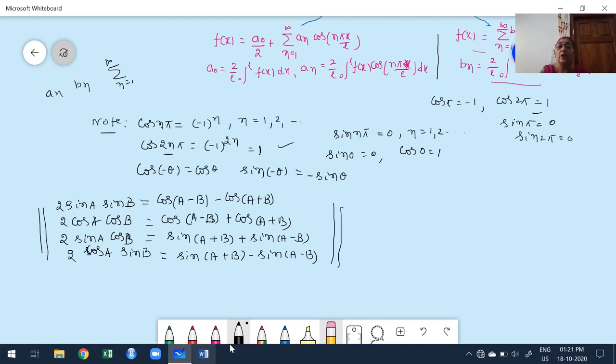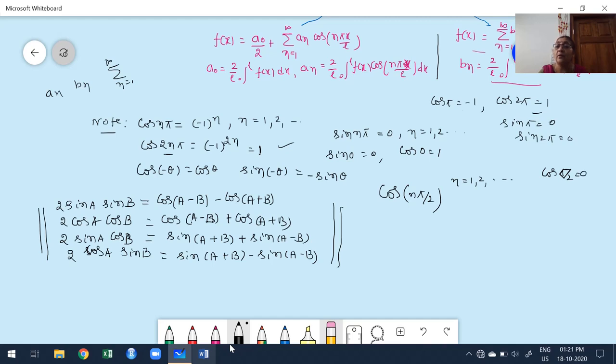You must remember these formulas while solving problems, it is very, very important. Also, most of the students get confused while doing a problem, especially with cos of n pi by 2. See, what is n? For n equal to 1, 2, 3, because we are talking about the summation from 1 to infinity. Now observe carefully. Put n equal to 1: what is cos pi by 2? Cos pi by 2 is 0.